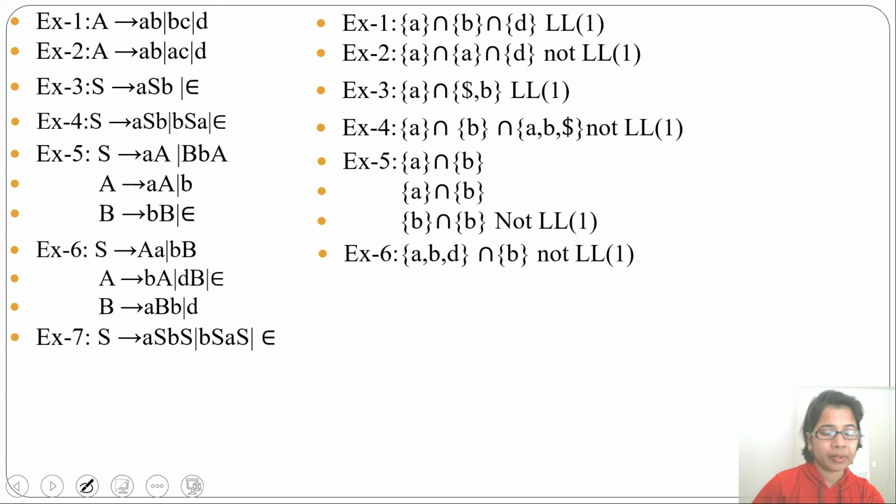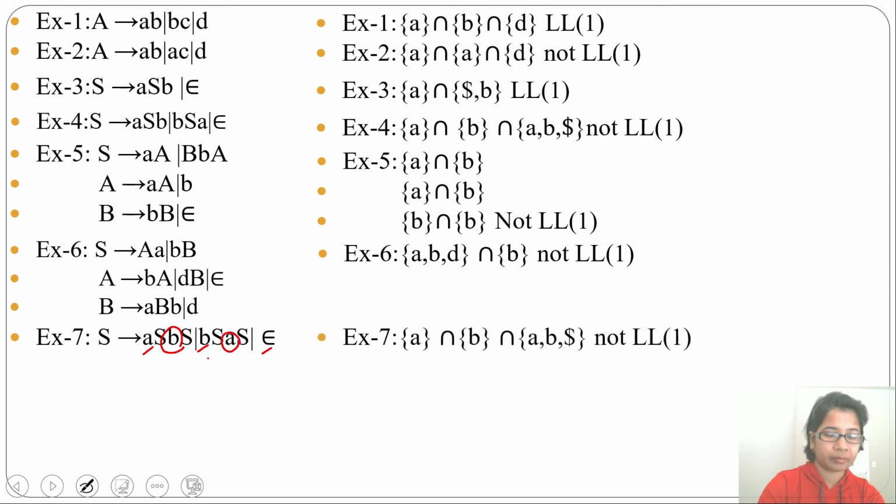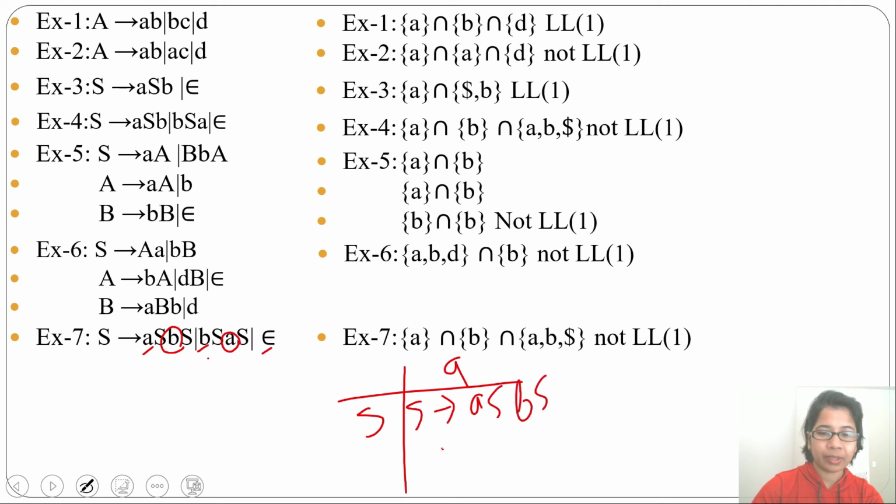Let's see another example. S derives ASBS, BSAS or epsilon. Now what will be first of S? First of S will be A, B and epsilon. What will be follow of S? Follow of S will be B, A. Now A, B is common, so this is not LL1. If you construct the table, in S row and A column you will write S derives A S B S plus you will write S derives epsilon. There will be multiple entries, so this grammar is not LL1.